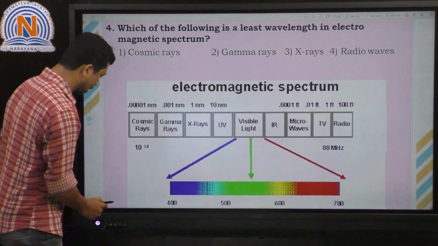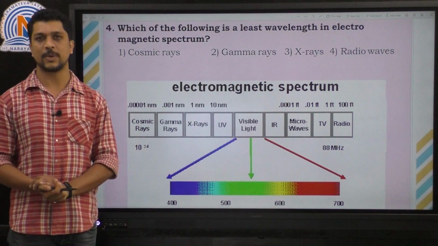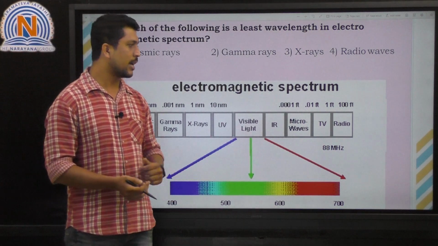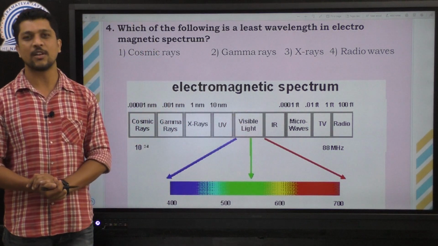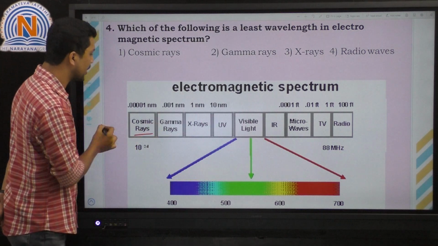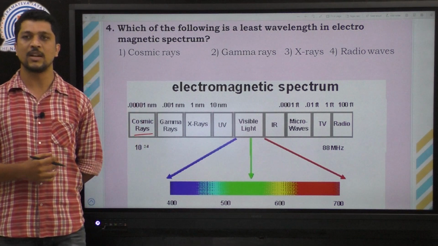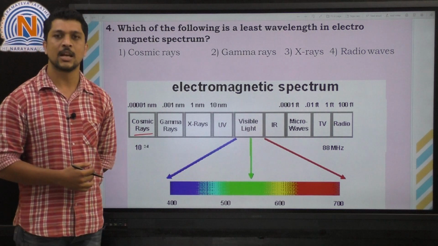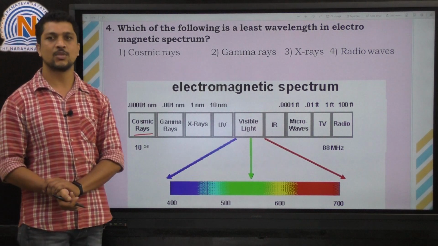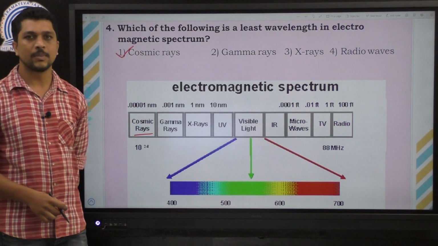Here is the fourth question, which of the following is the least wavelength in the electromagnetic spectrum? Just before, we discussed the highest wavelength of the electromagnetic spectrum, that is radio waves. Now for the least wavelength, by this picture we can say it is cosmic rays, which are present at 0.0001 nanometers. So the correct option is the first option. Clear? Let's move on to the next question.